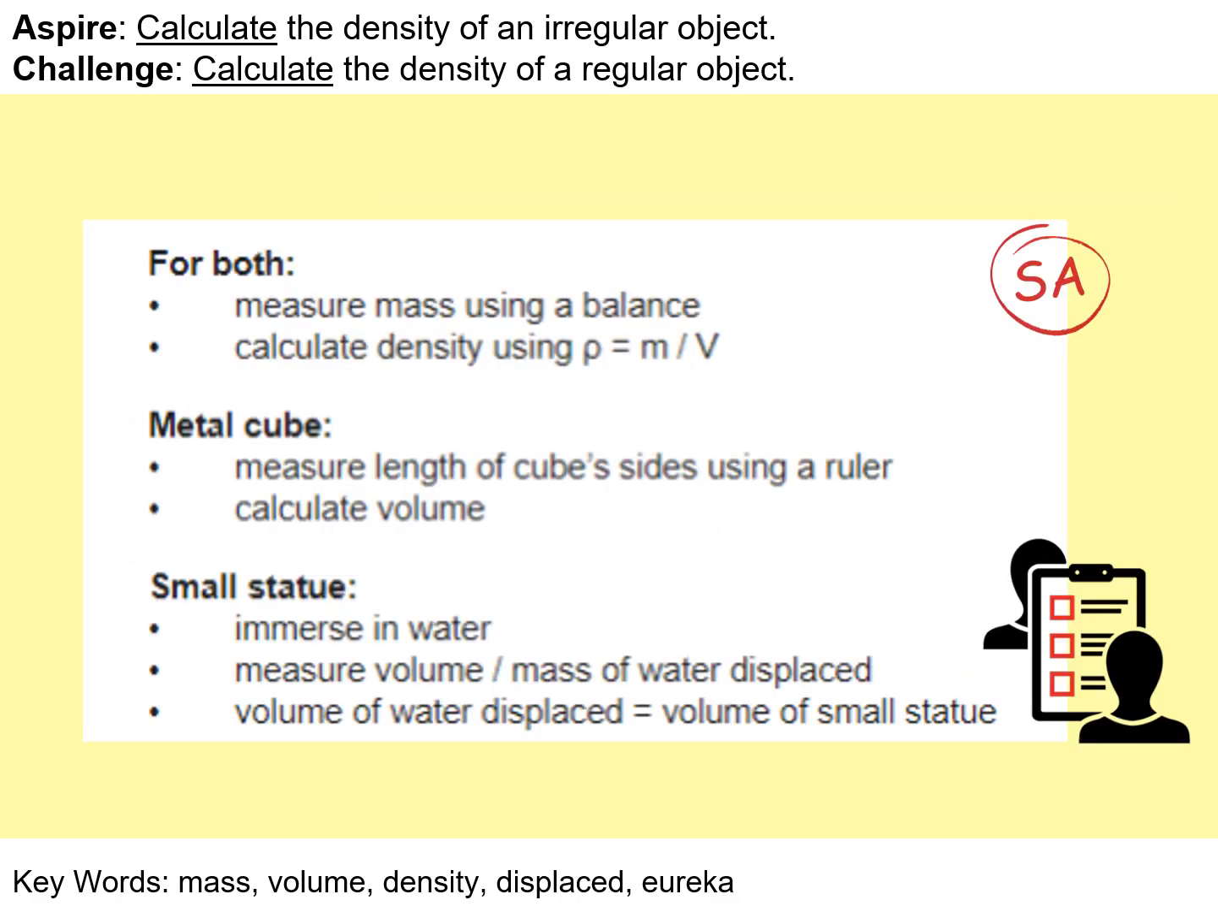This is the mark scheme. Really useful to keep having a look at these kinds of things because it gets you into exam practice on what the marker is wanting. Both of these situations, so for the small cube and for the small statue, you have to find the mass using a balance, and for both of them you need to say that you would use the equation density equals mass divided by volume.